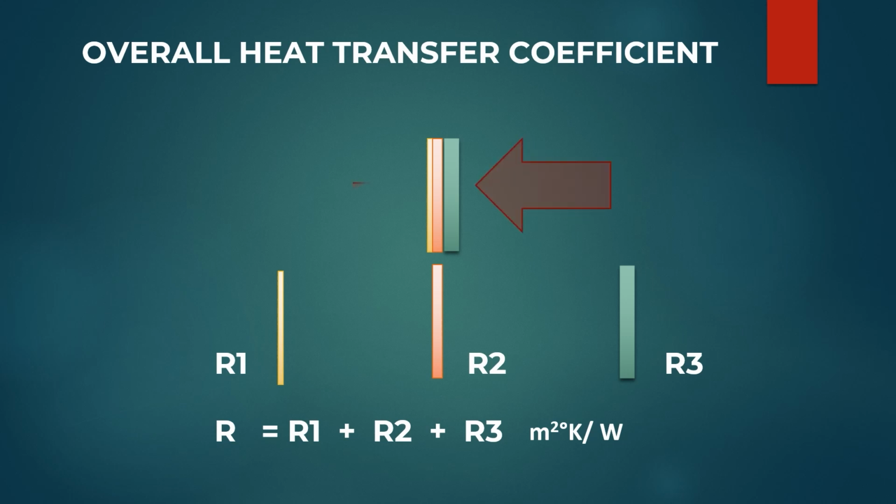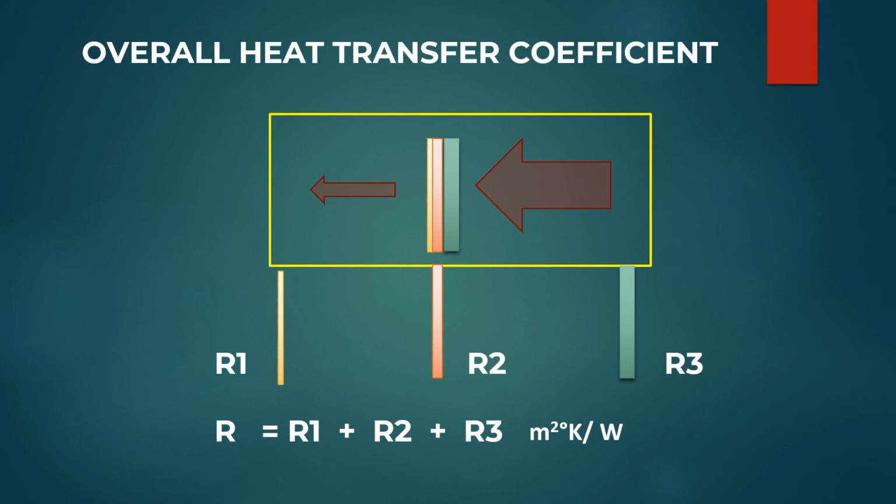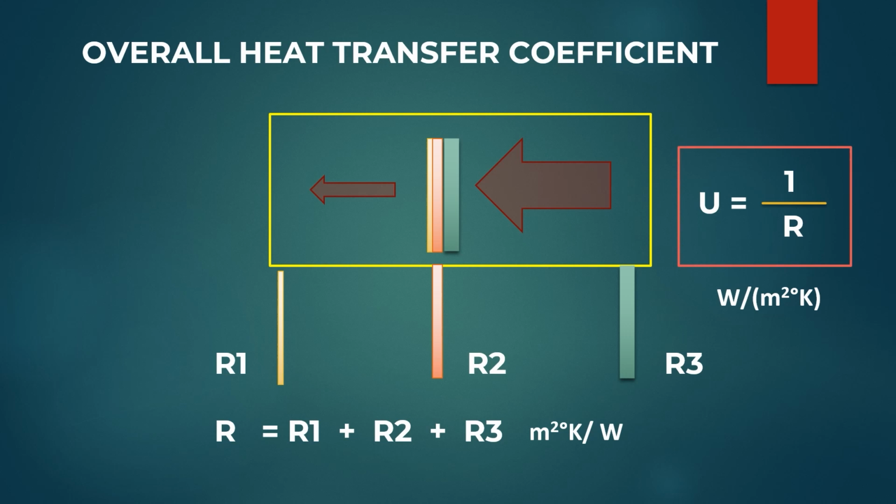Now the heat transfer happens through the wall, and if the overall heat transfer coefficient is U, then we can write U equals 1 by R, and the unit of the U value will be 1 by the resistance units, that is watt per meter square K. It may be difficult to remember watt per meter square K or meter square K per watt. Let's try to understand how to remember the units of the overall heat transfer coefficient.